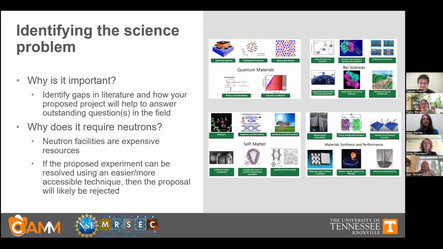And you definitely want to emphasize in your proposal why neutrons are necessary to answer the question that you're interested in. Specifically, if the proposed experiment can be resolved using an easier or a more accessible technique, then your proposal will likely be rejected. So emphasizing the scientific importance and also the necessity of using neutrons to solve this problem is important in your proposal. Here I've just shown a few classes of materials of interest on the right that you could use as a starting point to develop your science problem.